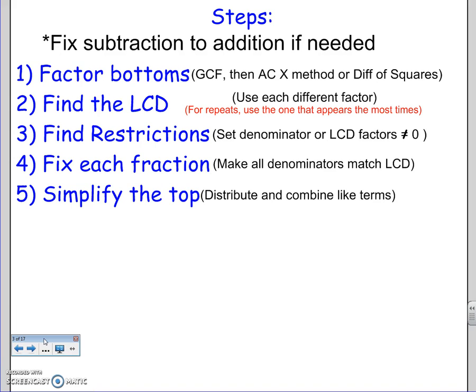Third is find the restrictions. Remember, same as before, set the denominator or LCD factors not equal to 0. Fourth, fix each fraction, making all the denominators match the LCD. And fifth, simplify the top. We do have to distribute here and combine terms, but you never distribute the bottom. You just leave it alone.